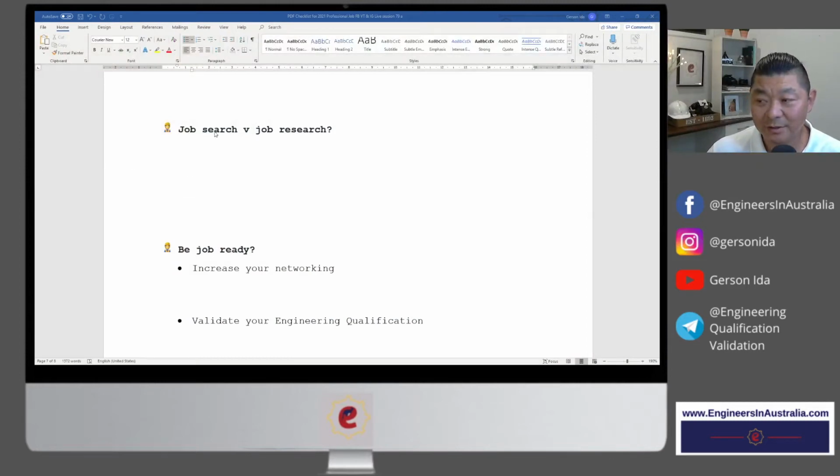Job search versus job research. So what's the difference between job search and job research? That's a very important difference that you guys need to be aware of. So, some characteristics of job search.